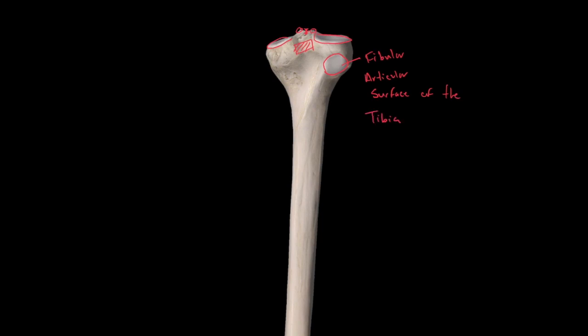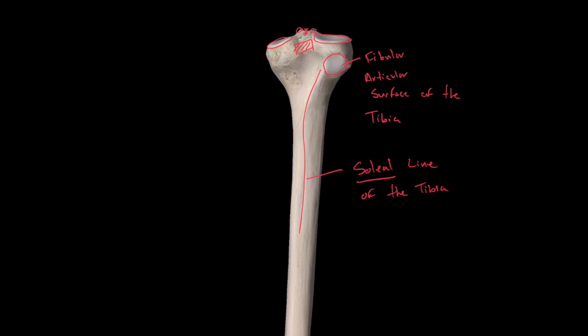As the name suggests, this is the area where the head of the fibula articulates with the tibia, right here, in the fibular articular surface of the tibia. You can also kind of see a line that courses down the posterior aspect of the body of the tibia. This line is called the soleal line of the tibia. And you'll learn more about why it's called soleal line when we go over inferior limb biology.